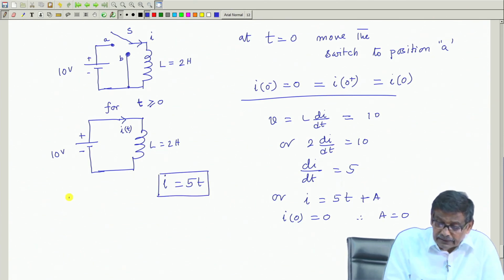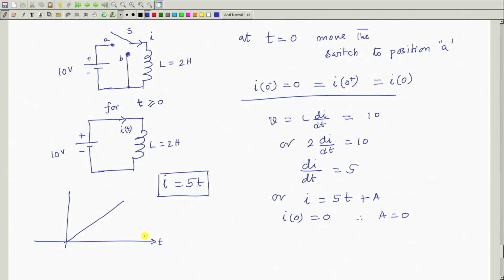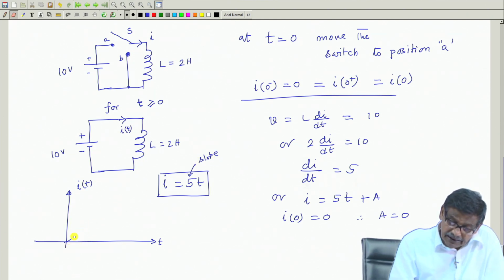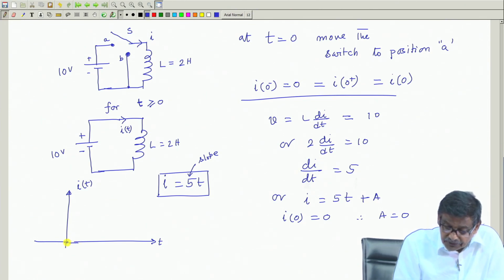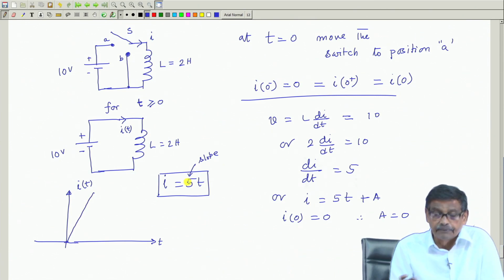And we have seen that if you plot this current against time, I versus t, it will rise. What is the slope? Slope is the rate of this curve. I have drawn it wrongly like 45 degree, it is not like this, it is 5 times more. So, for this particular problem it was doing like this. This is I equal to 5t.